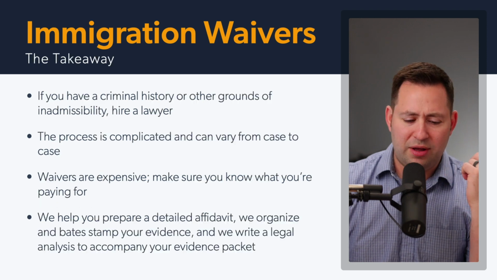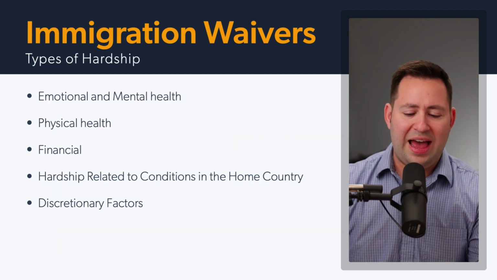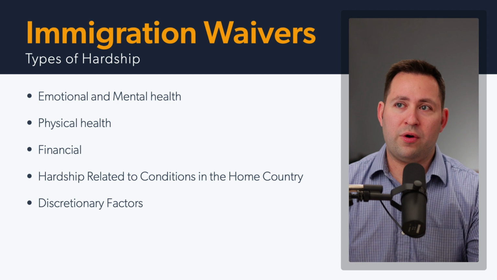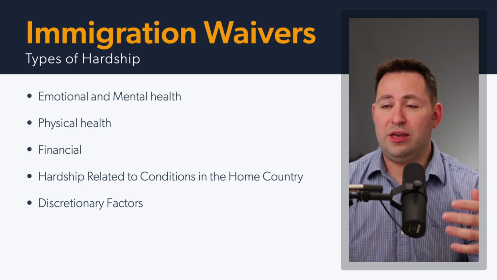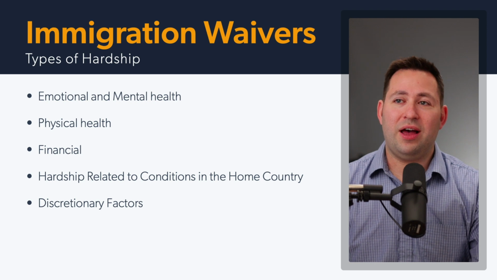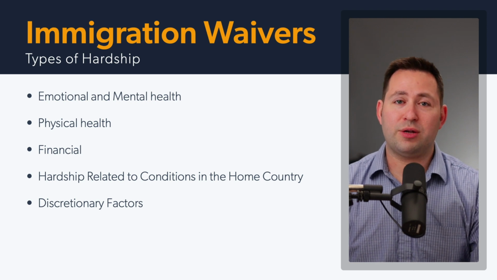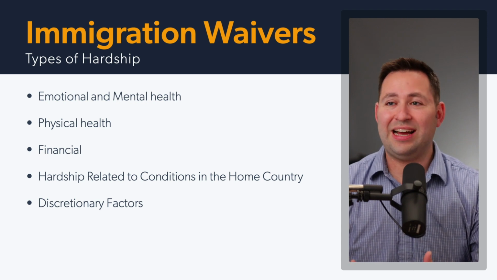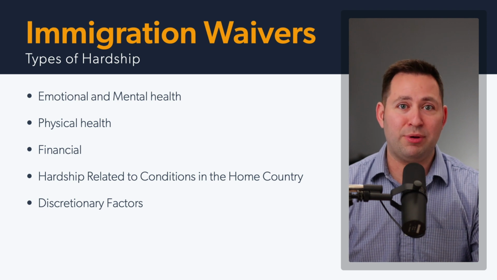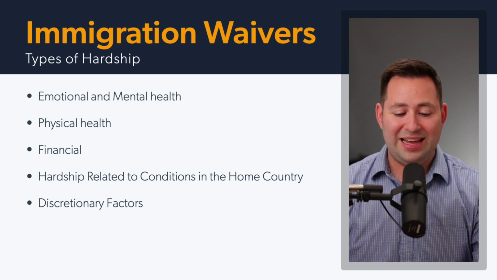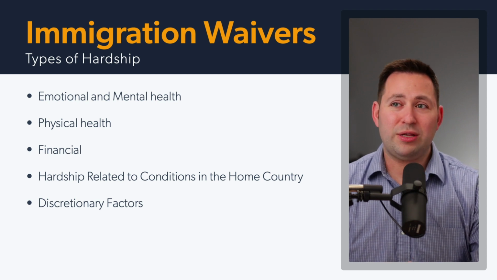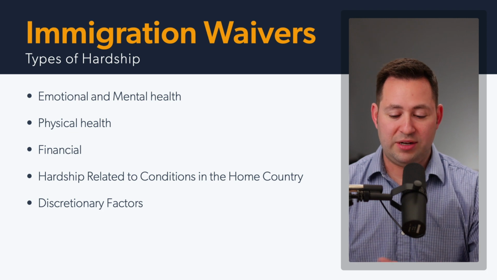To give you an example of the kinds of cases that we've won waivers for, or that are easier to win waivers for, is when the U.S. citizen family member is in a wheelchair or has some other disability or has been in a life-changing accident, and they really need that immigrant spouse to be with them, to help them out. Those are the kinds of scenarios where you can get an immigration waiver pretty simply, just based on that documentation.